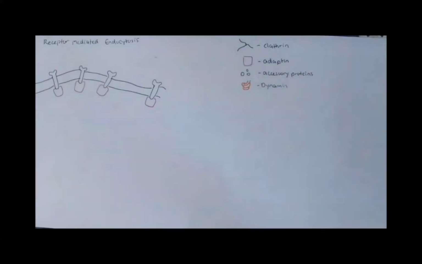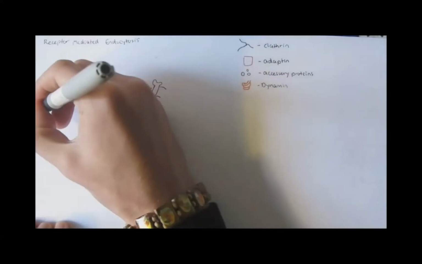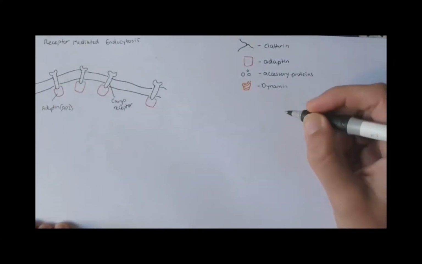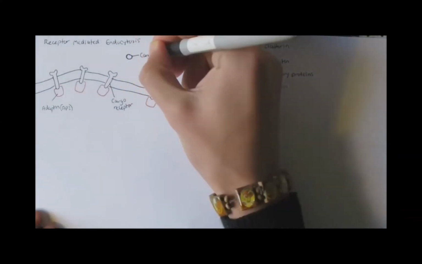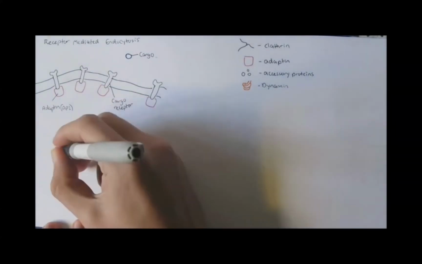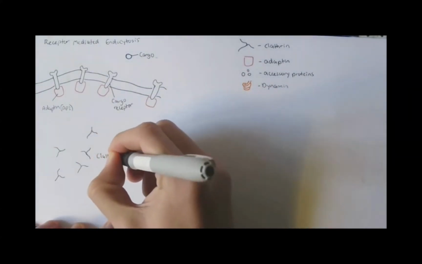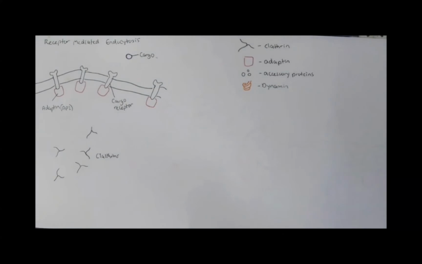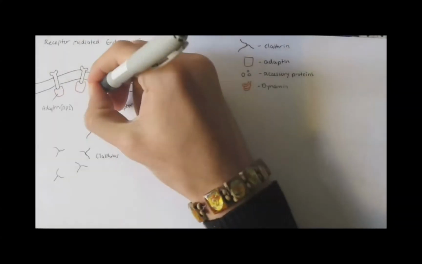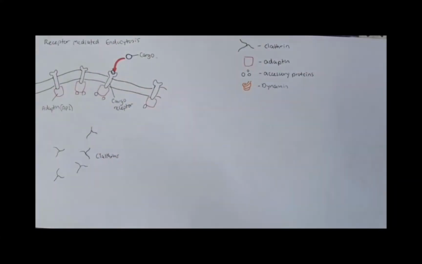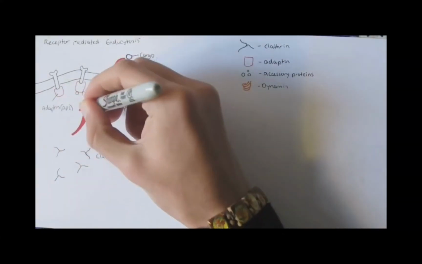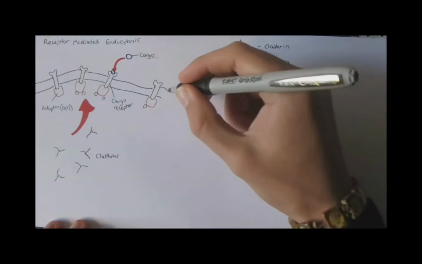So here we have the membrane with the cargo receptors and the adaptin attached on the inner membrane part of the receptor. And here we have the cargo. On the inside of the cell, we have lots of clathrin proteins. The cargo will bind to the cargo receptor, which will then cause the adaptin, A2 is the most common adaptin in humans, to recruit accessory proteins, which will then help in recruiting clathrin protein.